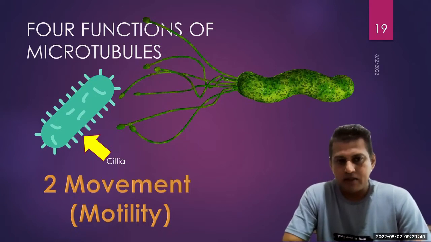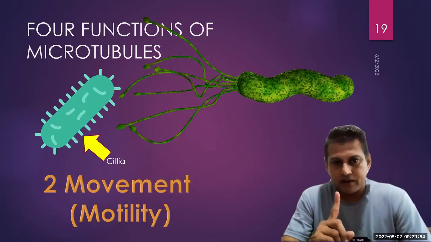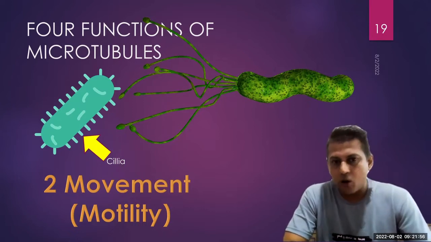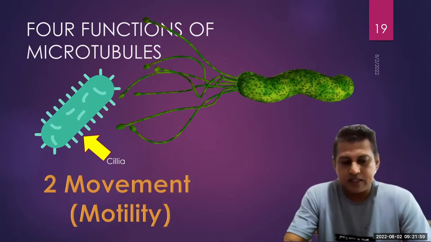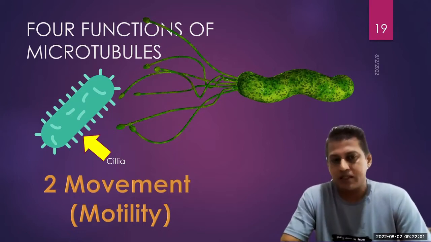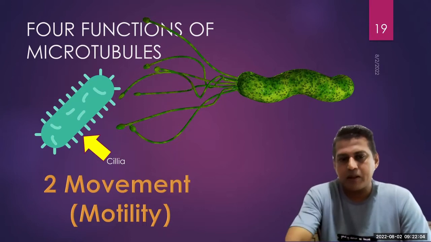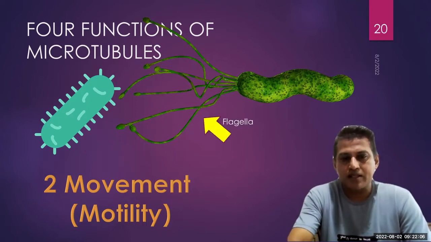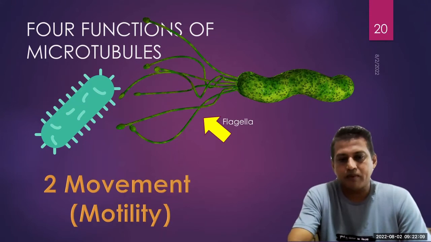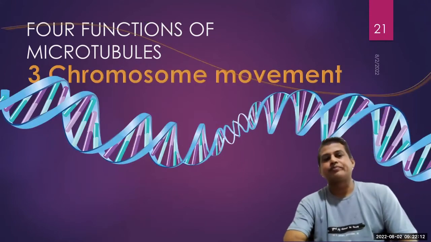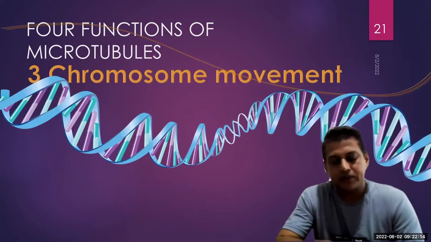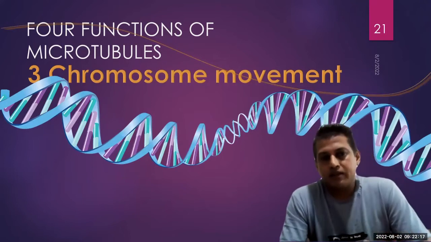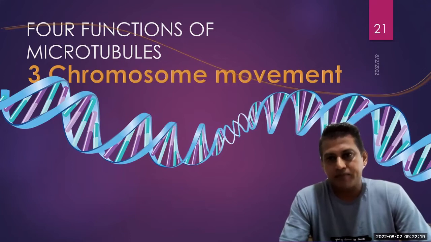What you need to remember, the cilia is a short extension. The flagellum is a long extension. Structurally, cilia and flagella are the same, right? So they are important for the movement of the cells. Next thing is the chromosome movement. Third function is chromosome movement.